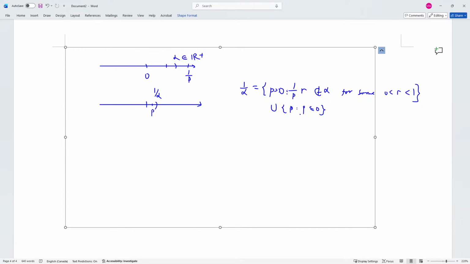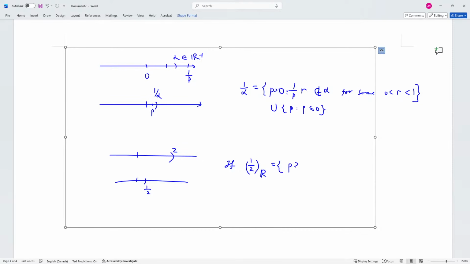Wouldn't the gap exist anyway, since A is not closed? Okay, let me just give you a concrete example. Let's say this is 2, the cut for 2. So how do we define 1/2, the cut 1/2? This is 1/2.